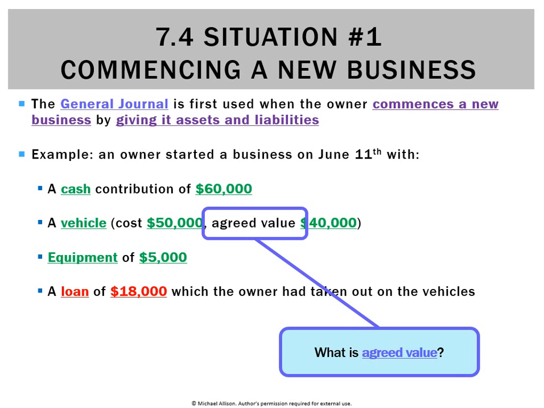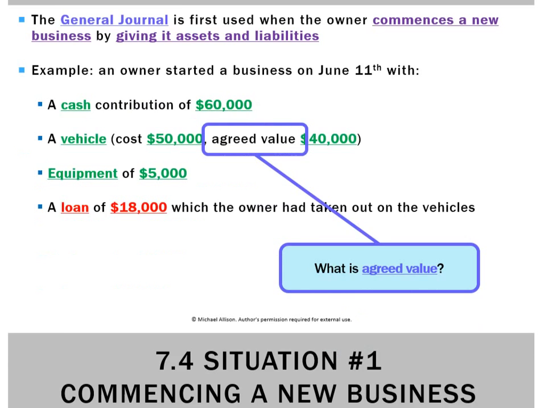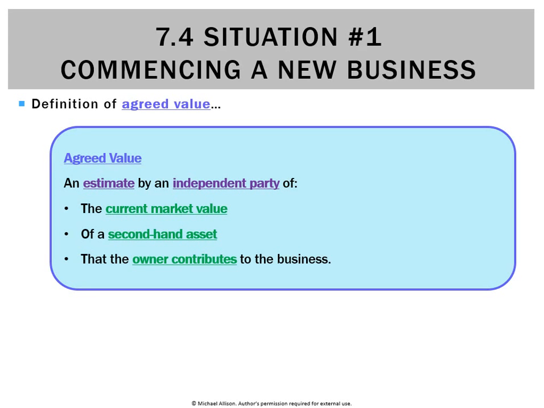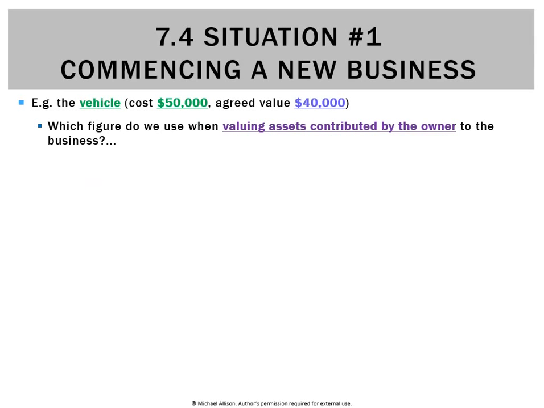First of all, let's deal with the agreed value of 40,000. What does that actually mean? So the agreed value is an estimate by an independent party of the current market value of a second-hand asset that the owner contributes to the business. It can be hard to get a value of something we're giving second-hand to a business, so we get an estimate by a party who's independent of its current market value. In this case, we've got a vehicle where the cost was 50 when the owner bought it. It's now got an agreed value of 40.